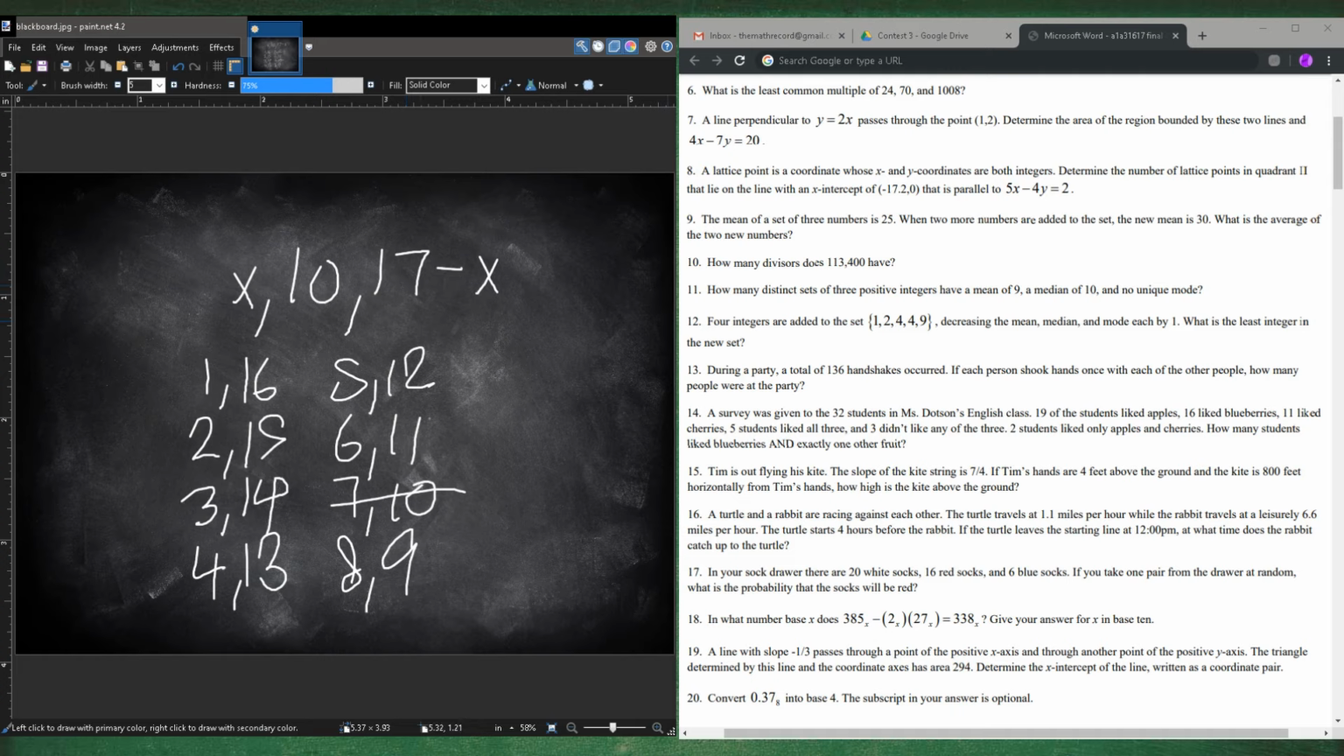Wait, let me look at this. And no unique mode. So 8, 9, 17, 27 divided by 3, 9. Oh yeah, sorry. You can't have 8 and 9 also, because 8 and 9 are both lower than 10, but 17 minus x has to be greater than 10 because it has to have a mean of 10. So one number has to be bigger than 10, and one number has to be smaller than 10. So there's only 1, 2, 3, 4, 5, 6. Okay, so the answer is 6.